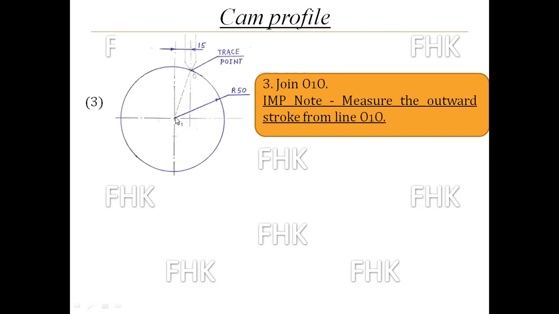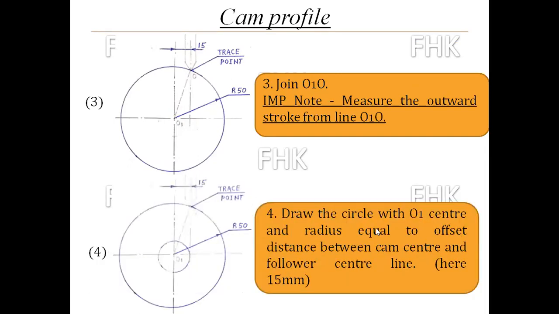Next step is draw the circle with O1 as a center and radius equal to offset distance, which is given here in this problem. So I have 15 mm. So O1 as a center and 15 mm as a radius, which is offset distance. Draw the circle here. That circle is called offset circle.